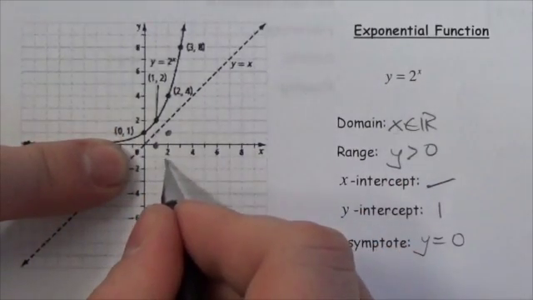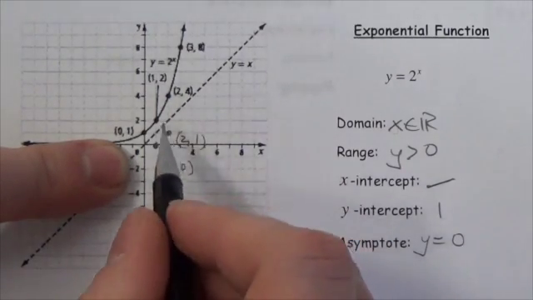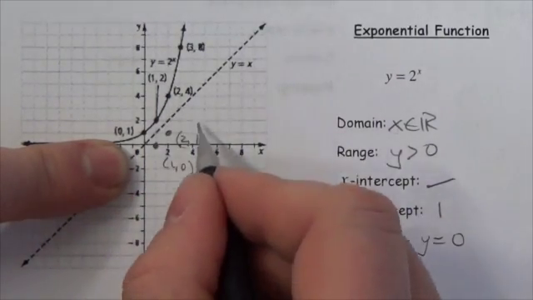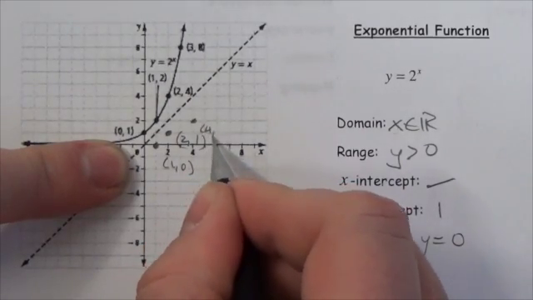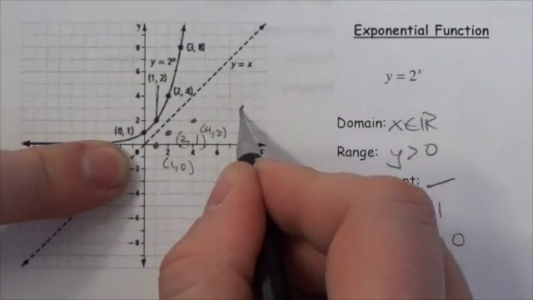Okay, so I probably should write those down. You got 1, 0. This is going to be 2, 1. The point 2, 4 is going to become the point 4, 2. And the point 3, 8 is going to become the point 8, 3.